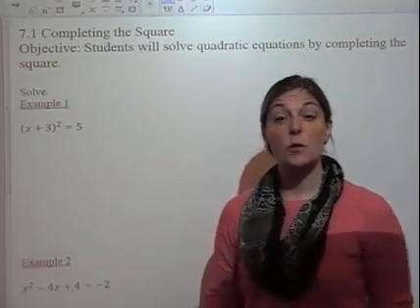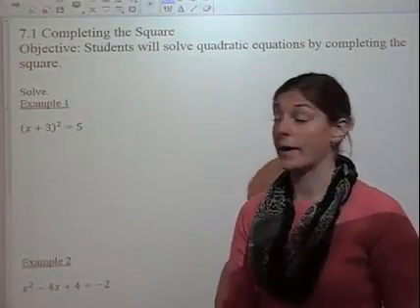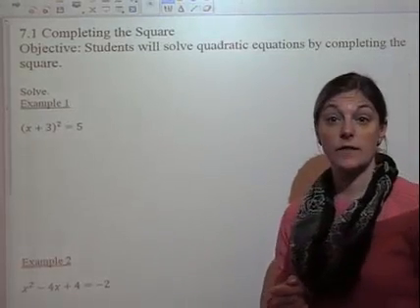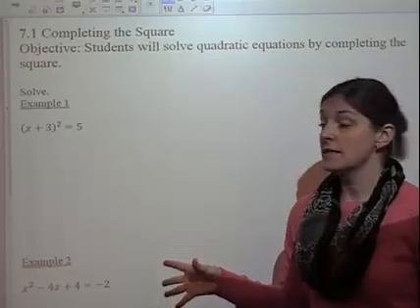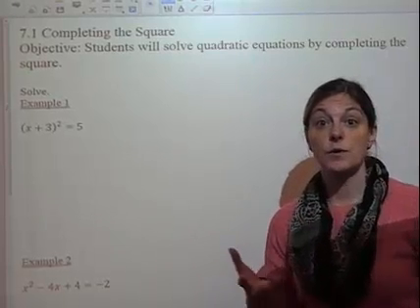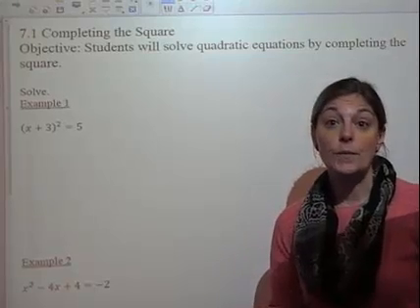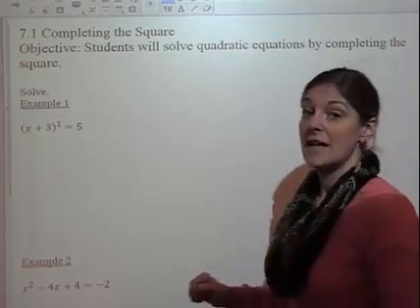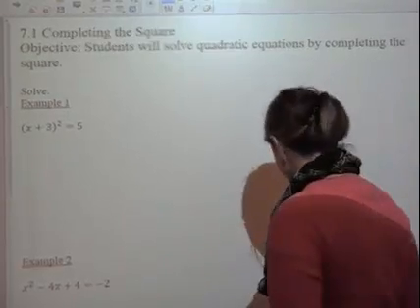All right, so today we're going to talk about something called completing the square. Students will solve quadratic equations by completing the square. Now, we want to do this for problems that aren't set up in our normal form like we did when we were graphing. So we want to look and see how we can complete the square.